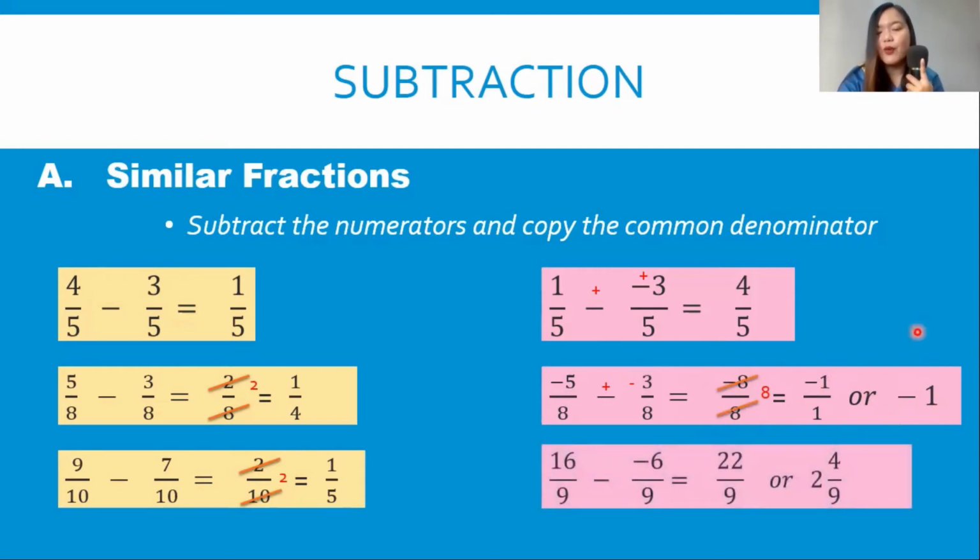Another example is when you have 16 over 9 minus negative 6 over 9. And that is equal to 22 over 9. Why? Because again, you have to do the keep, change, change. So that you have 16 plus positive 6 to have 22. And 22 over 9 is equivalent to 2 and 4/9 in mixed number form.